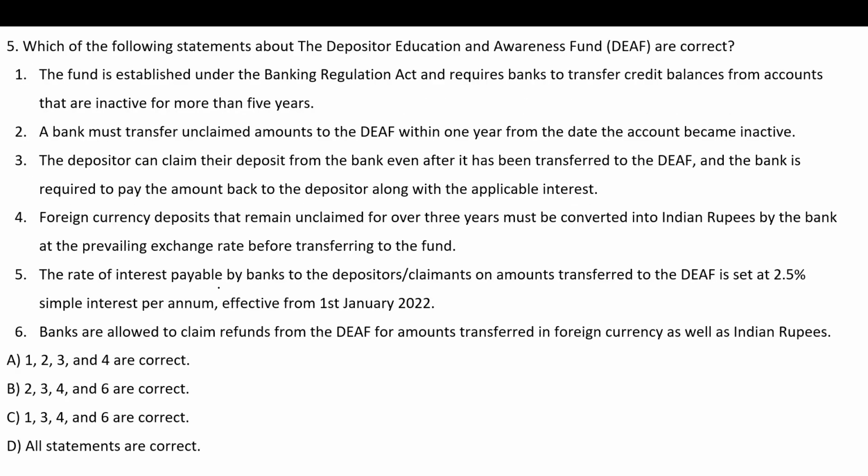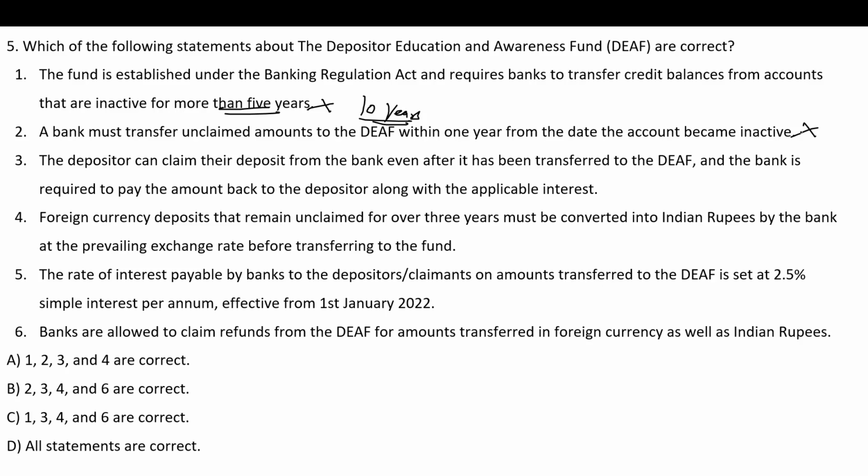Which of the following statements about the Depositor Education Awareness Fund are correct? The fund is established under the Banking Regulation Act and requires banks to transfer credit balances from accounts that are inactive for more than 5 years. So this statement is not correct, since it should be 10 years. A bank must transfer unclaimed amount to the DEF within 1 year from the date. So it should be 3 months, not 1 year. That's why this is not correct.